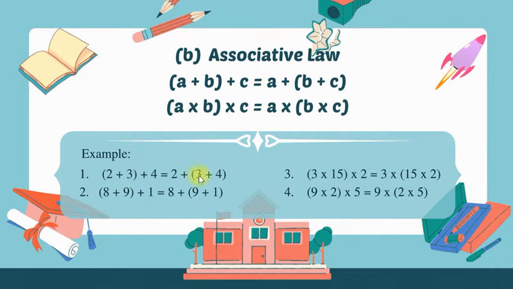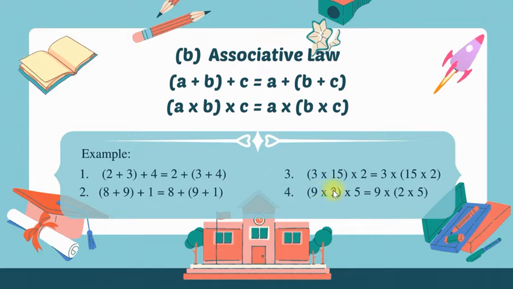Okay, for example, look at number 3: 3 times 15 times 2. If you want to calculate 3 times 15, it may be a little bit difficult. But we can change it into 3 times in bracket 15 times 2. 15 times 2 equals 30. So it is easier for us to calculate 3 times 30 equals 90.